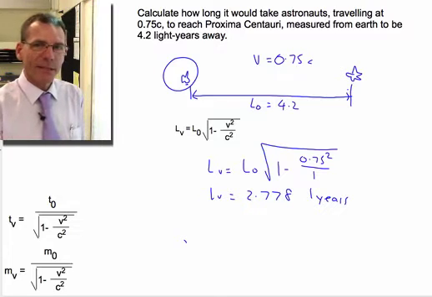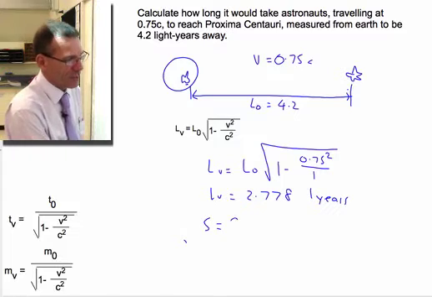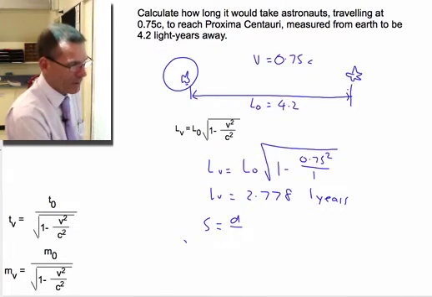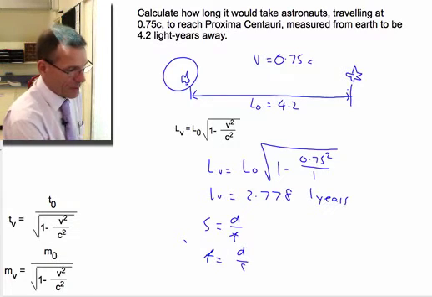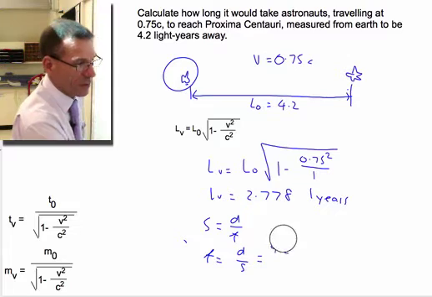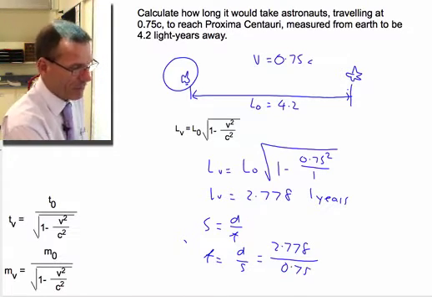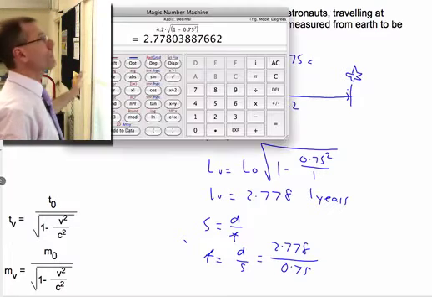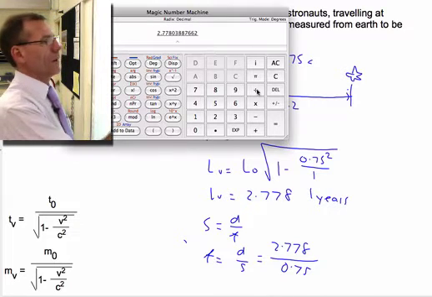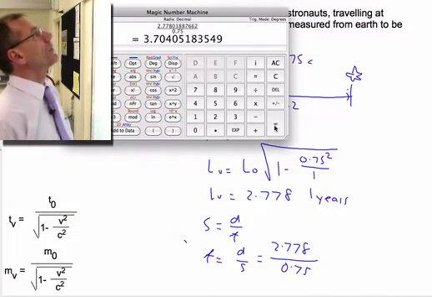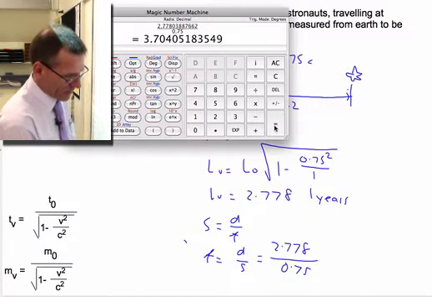Okay, so if my distance is 2.778 light years, speed is distance on time, so my speed is my distance divided by my time. Therefore, my time is going to be equal to distance divided by speed, which is really simply 2.778 light years divided by 0.75 times the speed of light. And so the time is going to take 3.7 years.